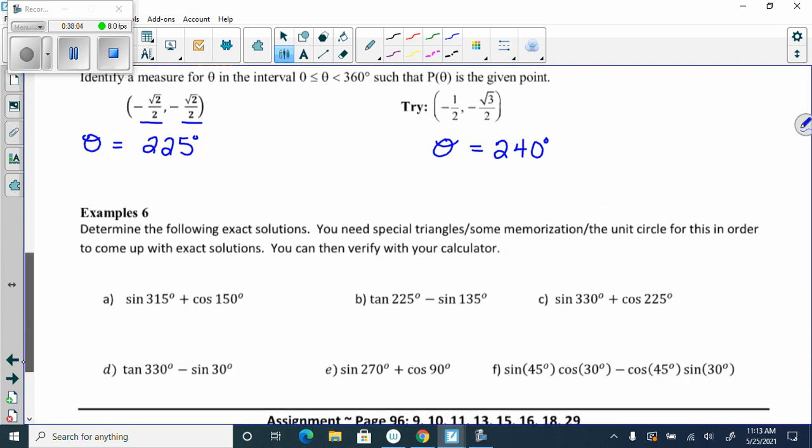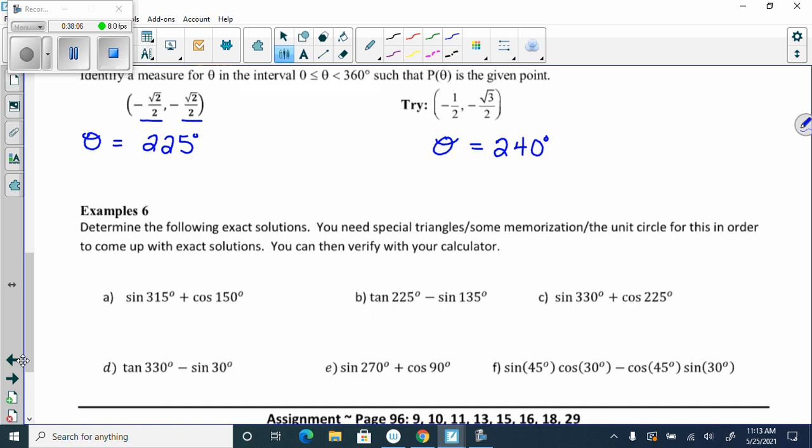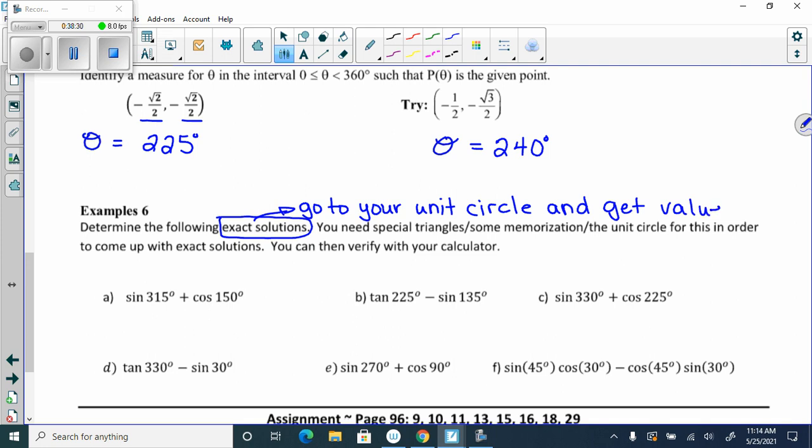The last thing I can give you is this, and you're not going to use your calculator. You can verify with your calculator in the end, that's fine. But it says here, determine the following exact solutions. And in this unit, when it says exact solutions, that often leads you to go to your unit circle and get values. So it says exact values. You can find exact values on the whole outside of your unit circle.